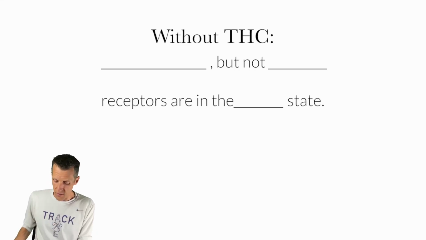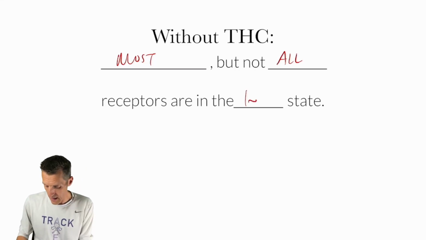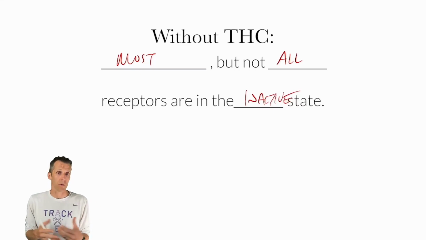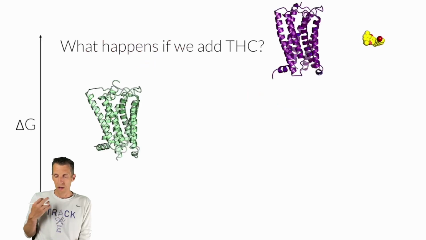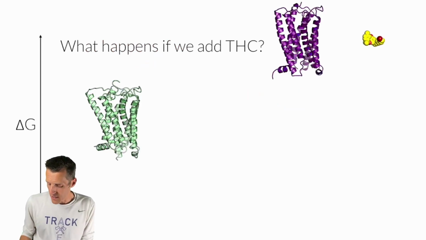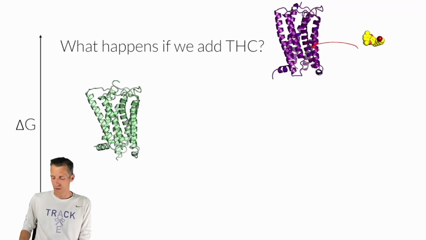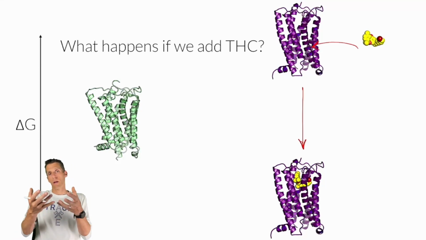So what this means is without THC, most, but not all receptors are in the inactive state, right? The receptor is mostly green in the things that I've shown thus far. Cool. Now imagine that we add THC. THC is going to like to bind to that version of the receptor. And what we're actually going to do is stabilize this. It's going to become more and more common.